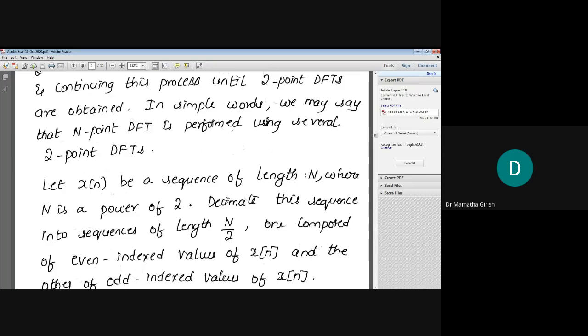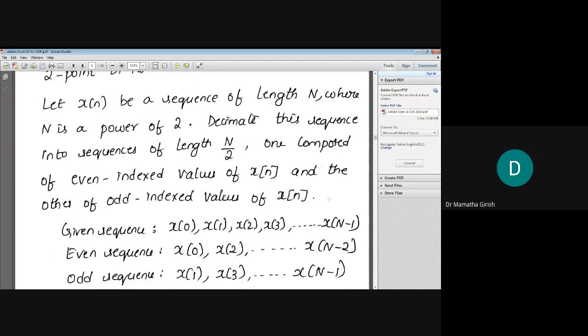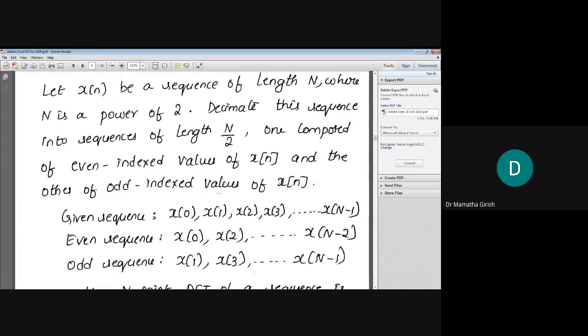The first step is that the given length N sequence, x of n, is decimated into two sequences of length N by 2. One of those sequences is composed of the even indexed values of the given sequence x of n, while the other consists of the odd indexed values of x of n. We represent them as the sequences shown below.